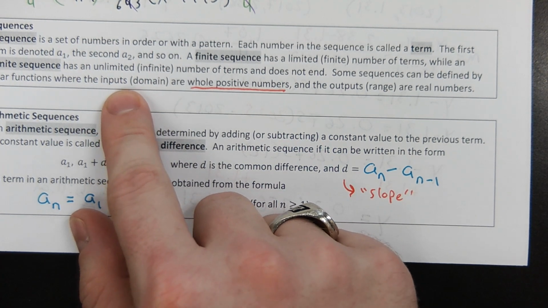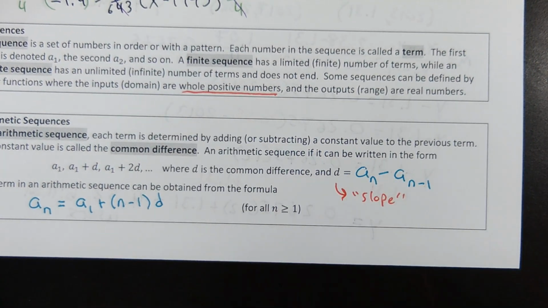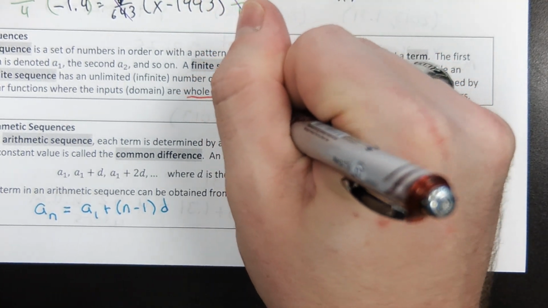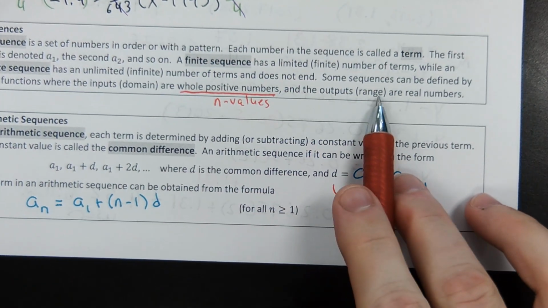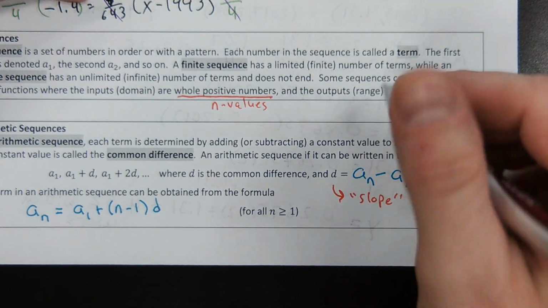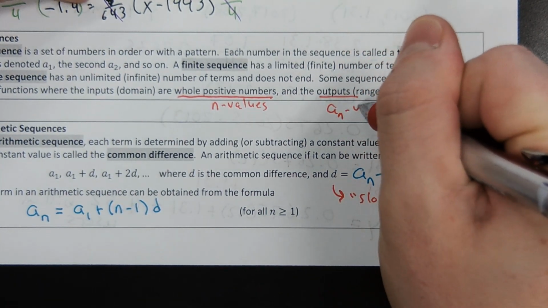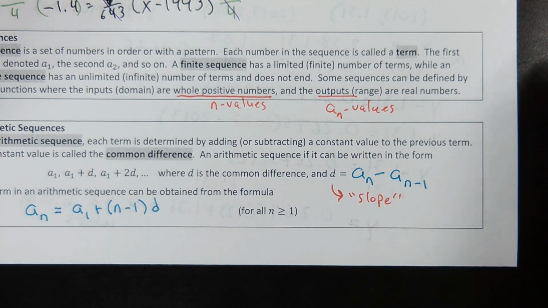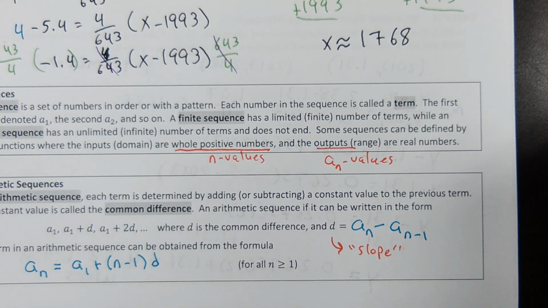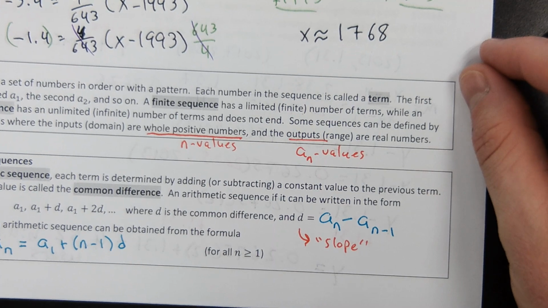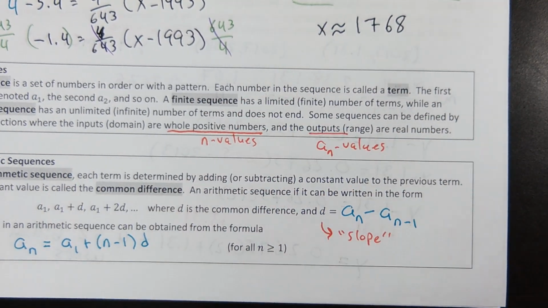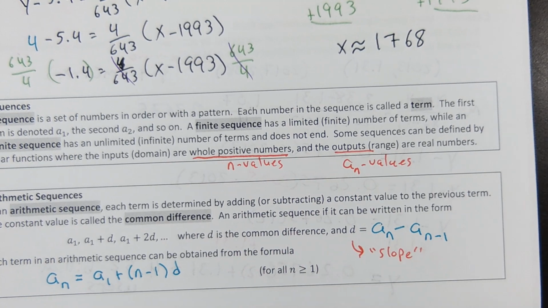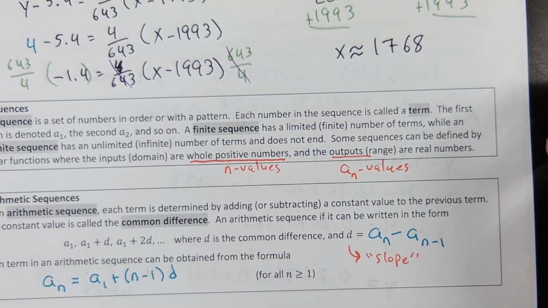The inputs are whole positive numbers. So those are the n values. These are your n's. Your n values are your inputs, and the outputs are real numbers. The outputs are the actual a_n values. So, yep, it works just like slope. The only difference is we don't have anything in between terms, right? There's no such thing as the 6.4th term. Doesn't make any sense. We can have the 6th term, we can have the 7th term. And the quote-unquote slope, common difference, just tells us how to get from term to term. We can't connect them with lines. They're standalone dots.